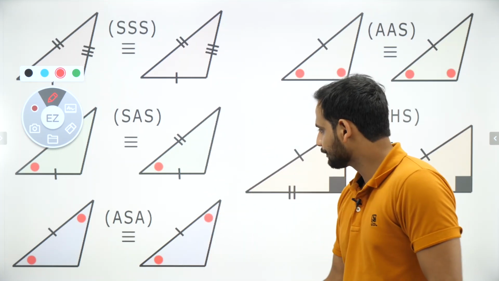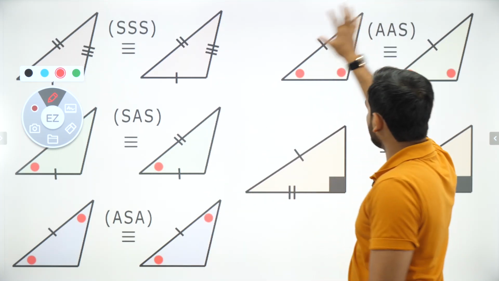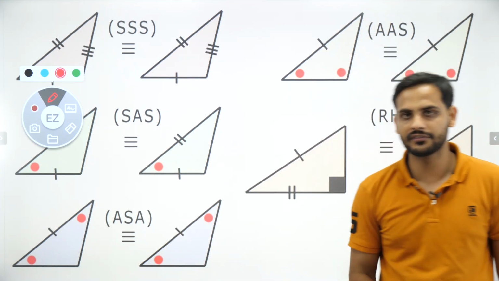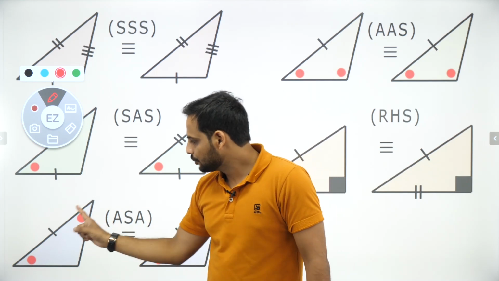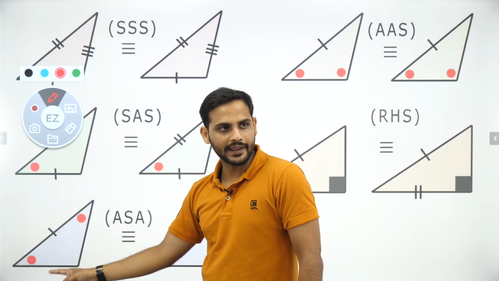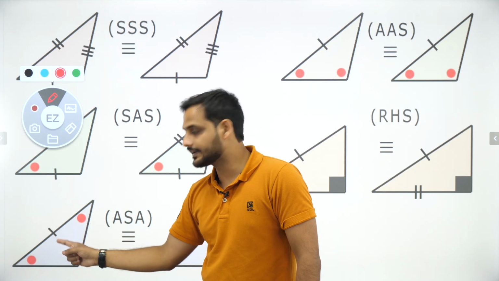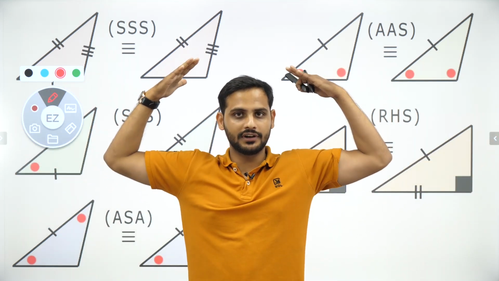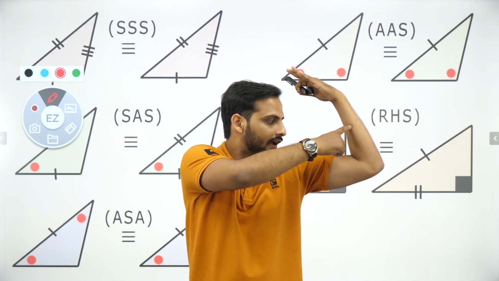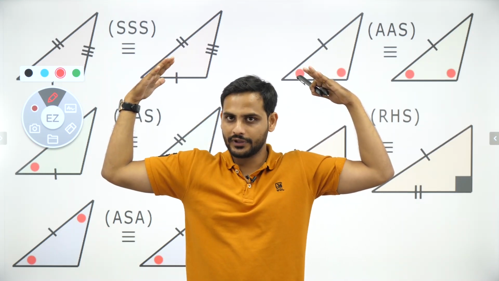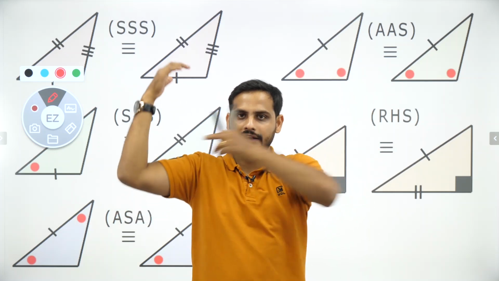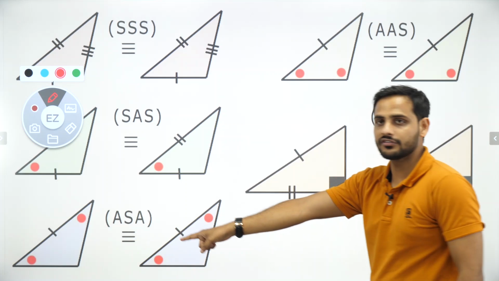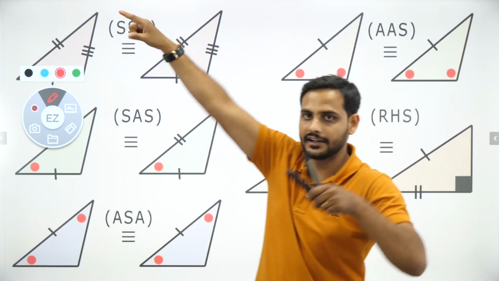Chalo, let's move ahead. So now we have AAS and ASA. Two angles and one side, but the difference is that angle side angle is two angles and the side containing both the angles. Let us say this. You can see, bacho, this is one angle formed here, this is one angle formed here. So angle, side, angle. This is called angle, side, angle: two angles and the side containing them.